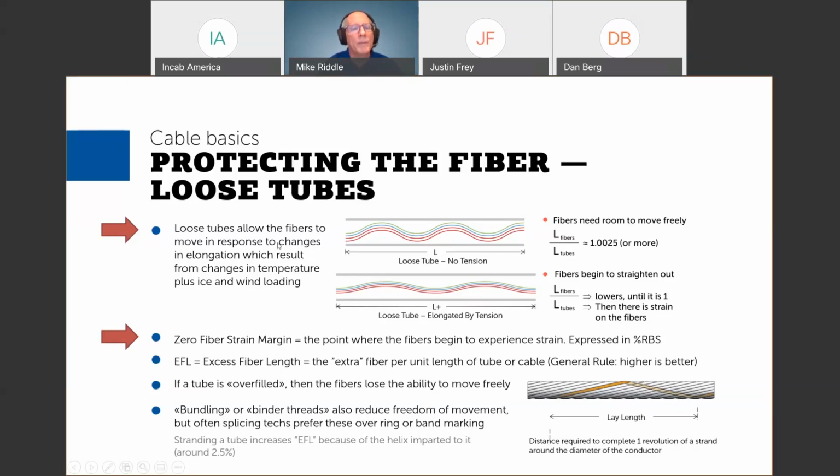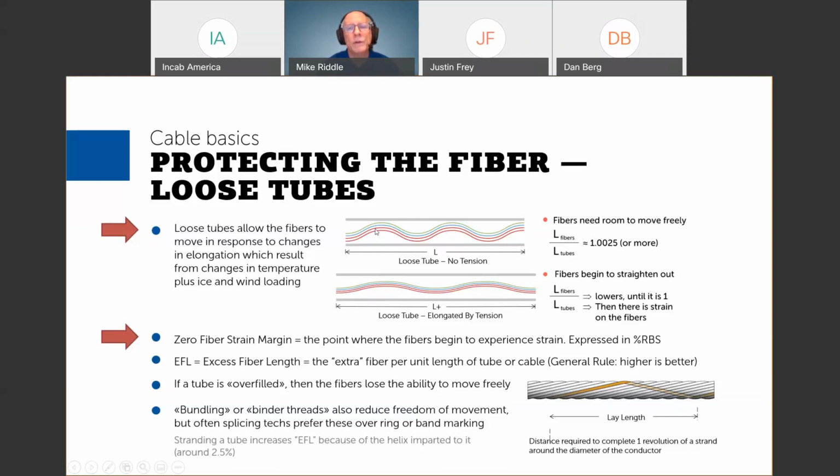An important concept that comes from this is what's known as zero fiber strain margin. And so that's the point when the fibers begin to experience strain. And for a cable, it's expressed in percent rated breaking strength commonly. Other ways you could do it, but commonly. In general, more is better.